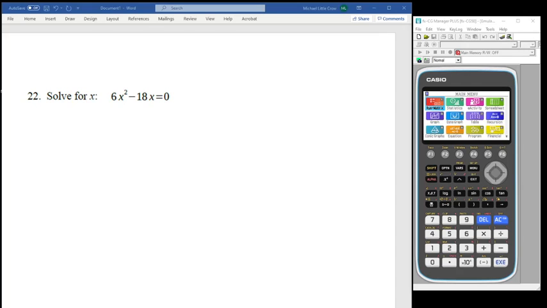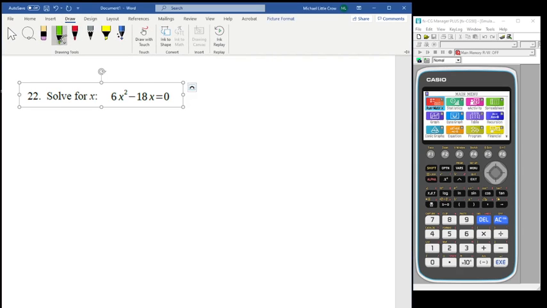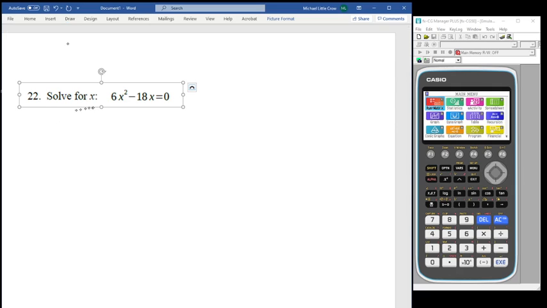So by special request for a few videos here, we're going to show you how to solve for x using both the graphing calculator as well as by hand. Now for this one you can do it by factoring.